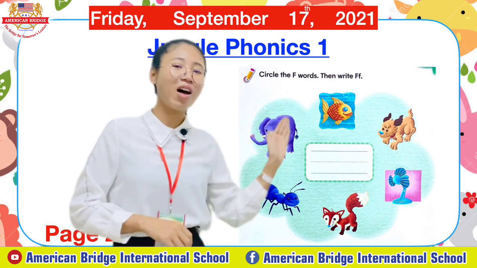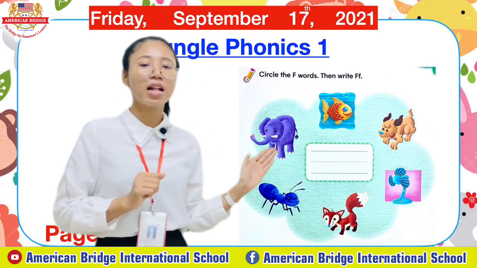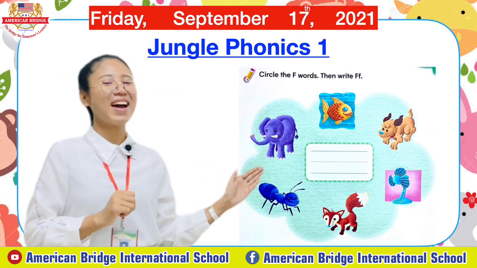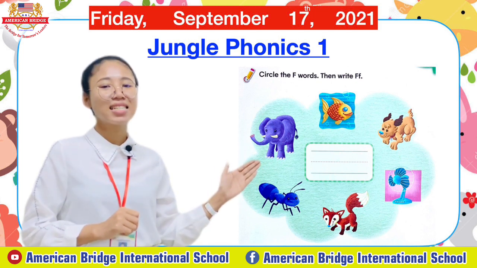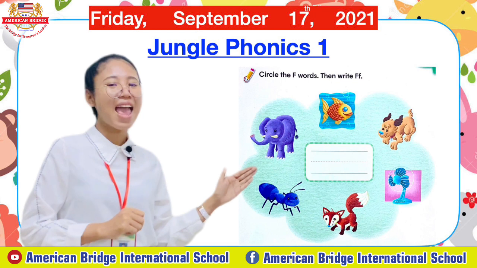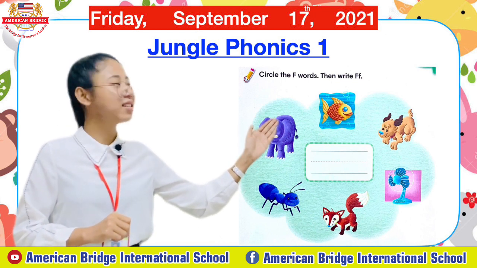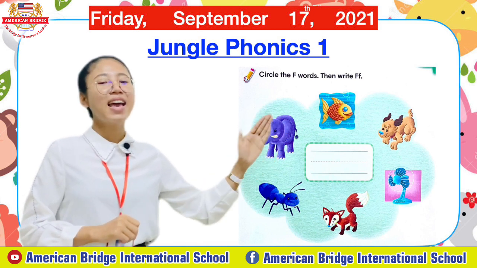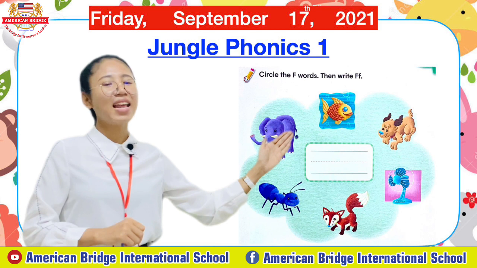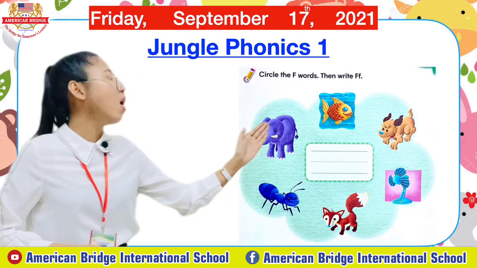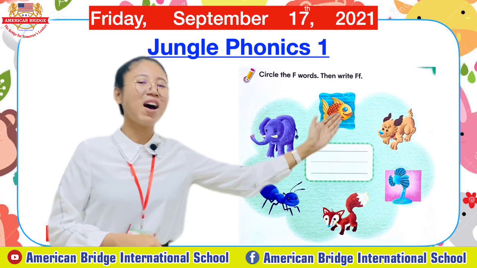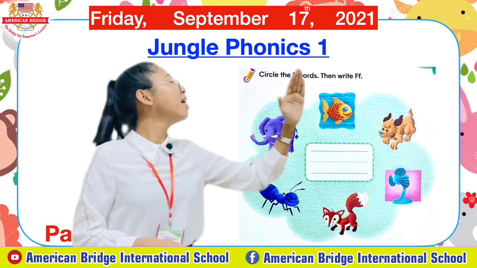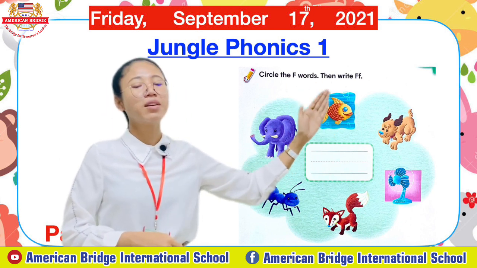As you can see all of these pictures here, right? Let's tell teacher what is the first picture here, everyone? What is this? Correct, you're right. This is ant. What about the next picture? Correct. This is elephant. Great job. What about this one? Yes, you are right. This is fish.